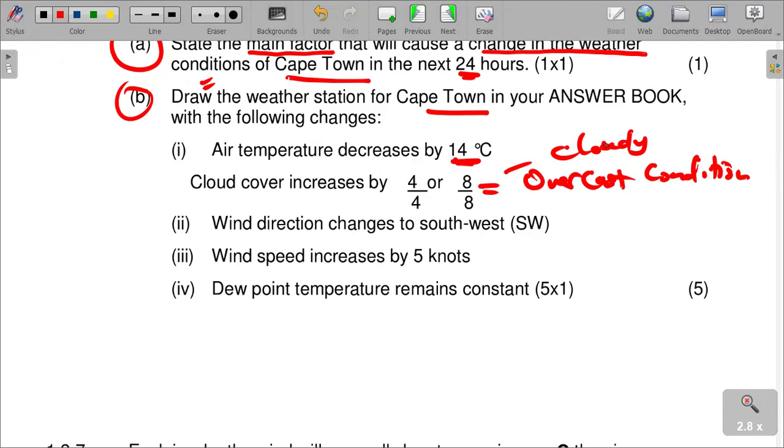Again, the wind direction changes to southwest. Southwest means the wind must move southwest, and then the wind speed increases by 5 knots. It increases by 5 knots.